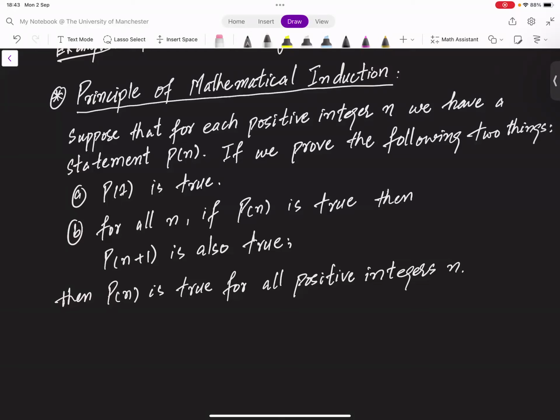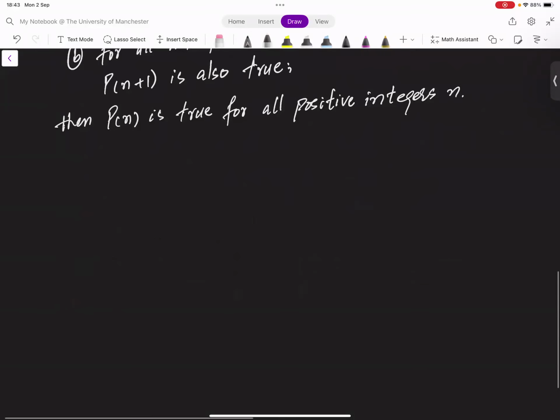It may look a little bit strange at first sight, but a few examples should clarify a lot of matters. So let's give the examples.